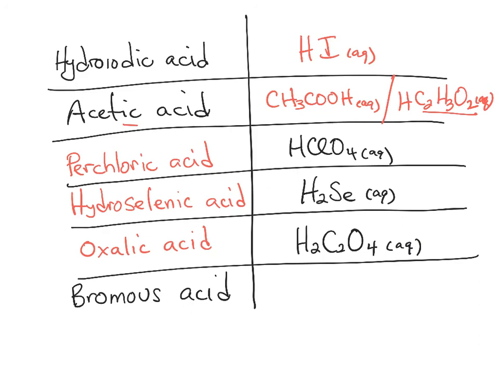Bromous acid, so again, not binary because there's no hydro at the beginning. Bromous, so it must contain the bromite ion. Bromite is BrO2 negative because it's only got a -1 charge. We'll put one hydrogen with it, HBrO2, and aqueous.